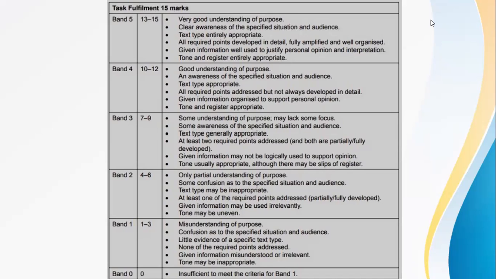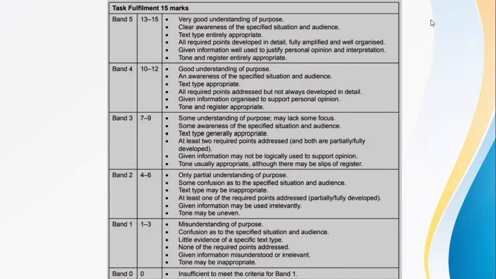But in case you have some understanding of the purpose of writing, or you may lack some focus when you're writing due to factors such as you did not really read the questions fully, or you failed to understand the requirement of the question, or you panicked while writing and could not really fulfill the question, or the bullet points given are not fully explained or developed, only partially explained or developed, then you are at the third band, which is 7 to 9 marks.